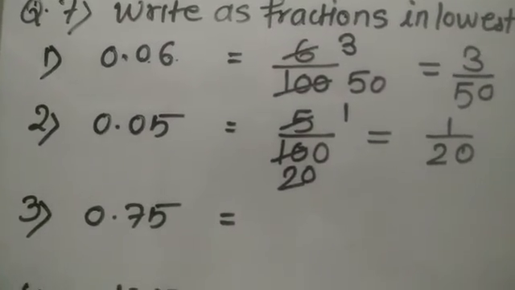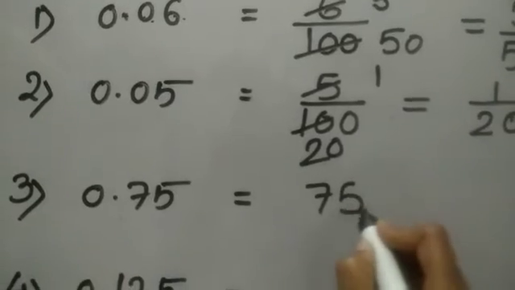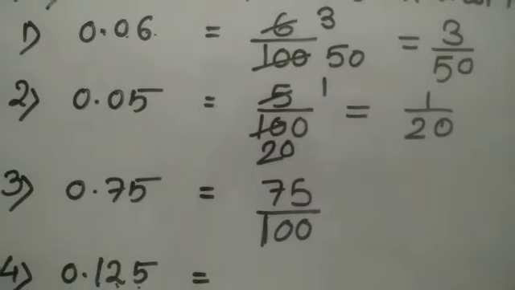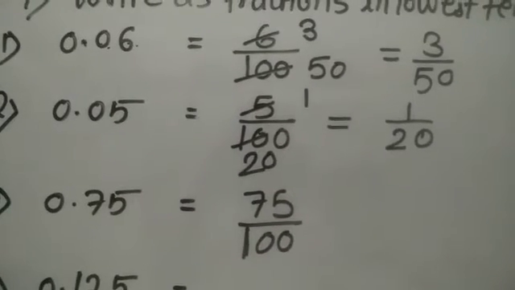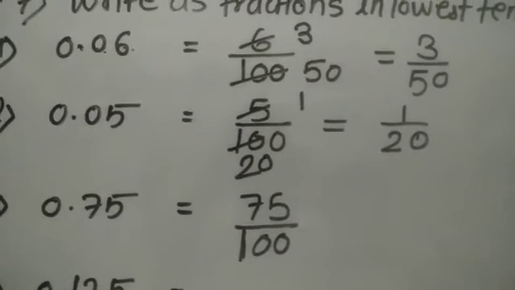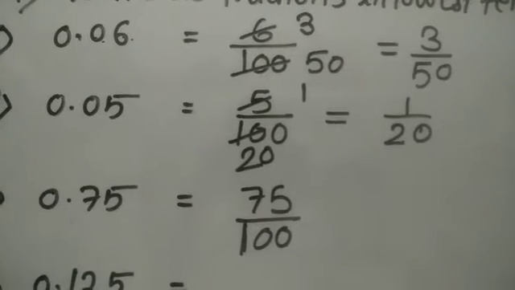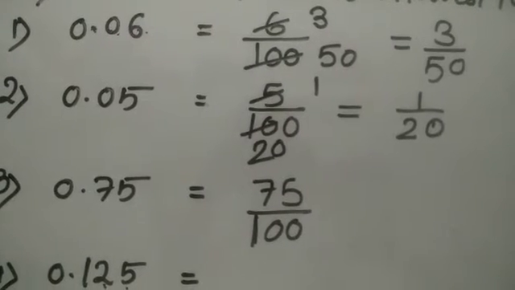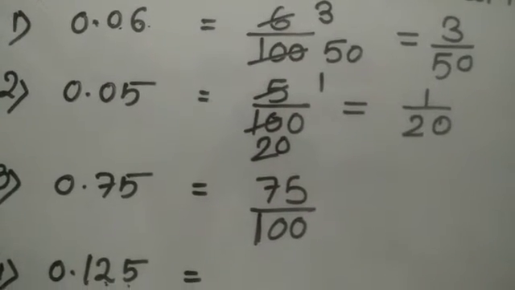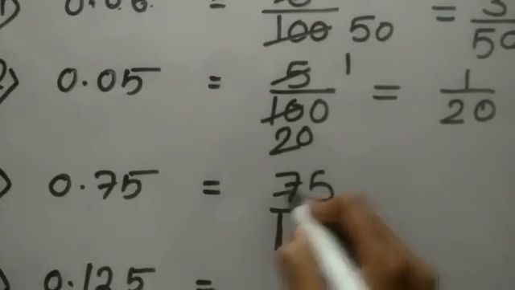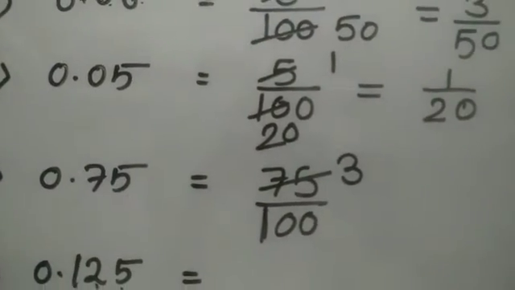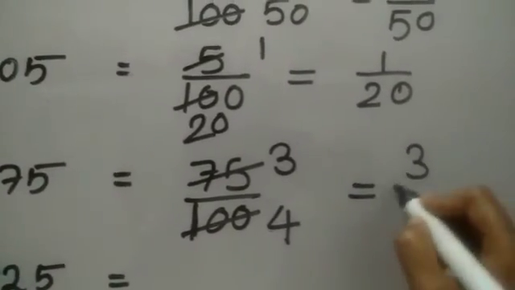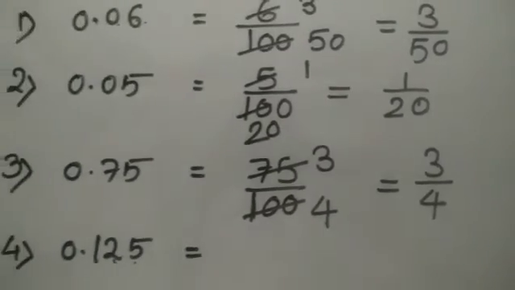Now 0.75 we can write as 75 by 100 in the fraction form. Now 75 and 100 both are divisible by the numbers 5 and 25. But here I am going to divide both numerator and denominator by the number 25. You can divide it by 5 as well. Now let us divide 75 by 25. 25 3s are 75 and 25 4s are 100. Hence 3 upon 4 is the lowest term.